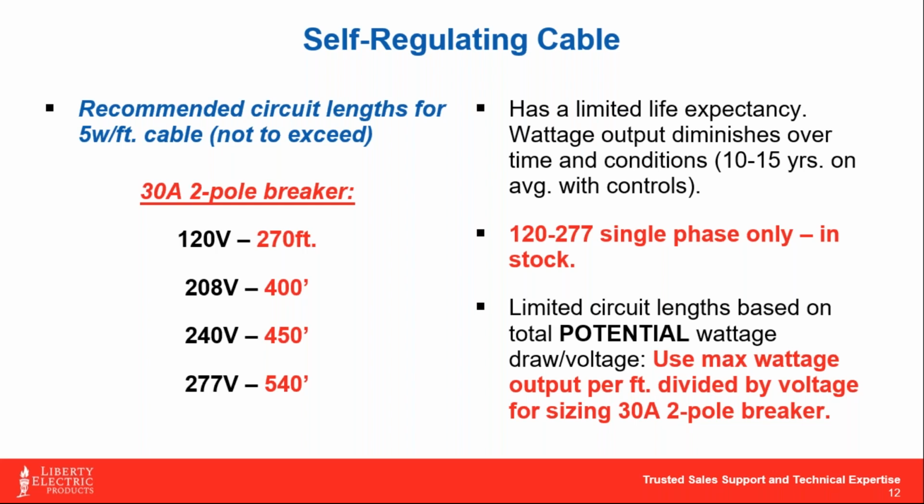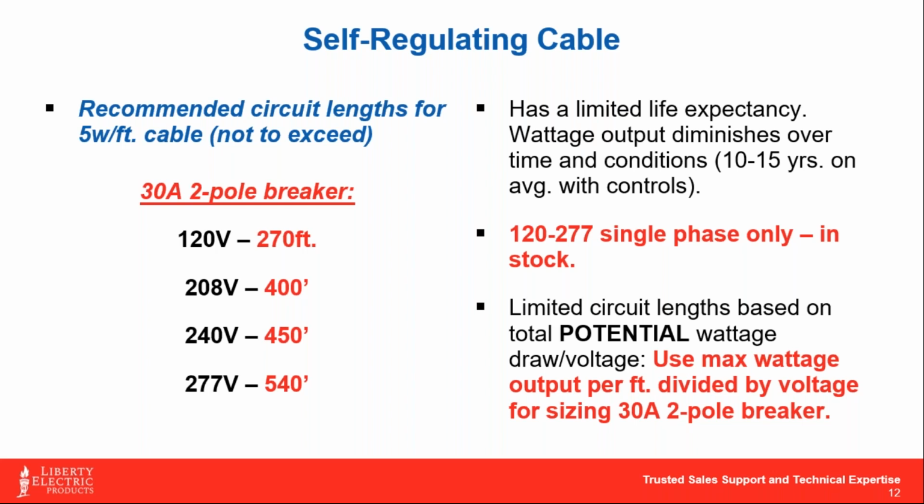So if you look on the left side of this page, based on a 30 amp 2-pole breaker and a 5 watt a foot cable, this gives you a pretty good idea about how far you can run per circuit length based on the voltages. Now, as long as we're talking about voltages, heat cable manufacturers produce their product in 120 volt, and they've usually got a 208 to 277 volt product that will handle all three of those voltages in one cable.